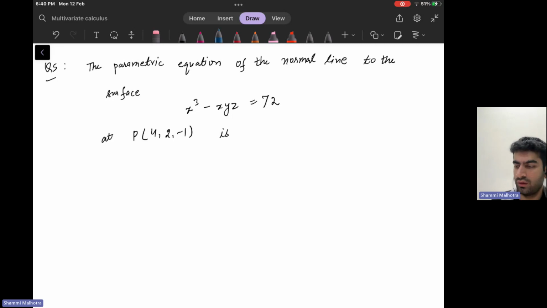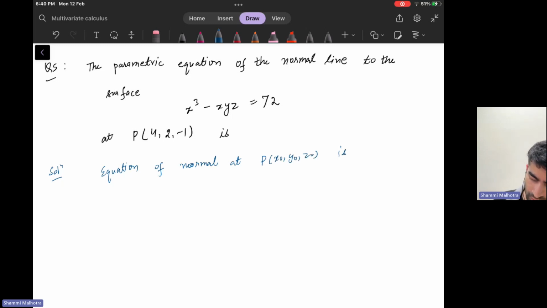So again, as you have seen in the theory, to evaluate the equation of the normal line, we know that the equation of the normal at, let's say, point x naught, y naught, z naught is given as x equal to x naught plus fx of x naught, y naught, z naught times t.